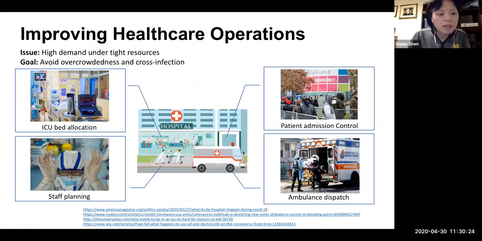So there are many things people have been thinking about. For the ICU bed, if you have many people waiting for an ICU bed, how can you allocate them? For even the patient admission part, how do I admit patients and triage them so that I can minimize the cross-infection? How do we plan staff members, and how do we dispatch ambulances? And again, these are very small snapshots of the whole picture. There are a lot of healthcare problems, in fact, we need to deal with these days.